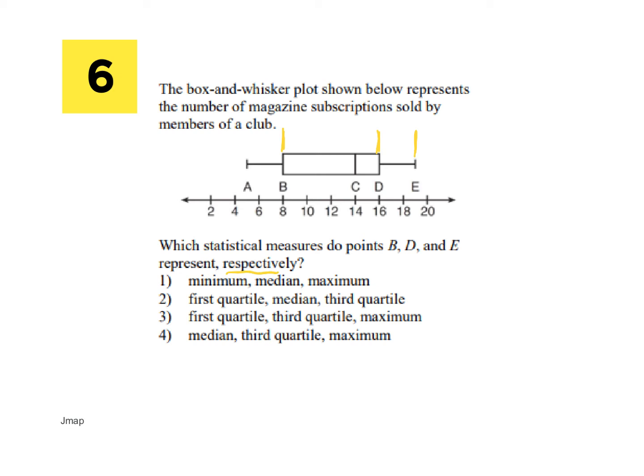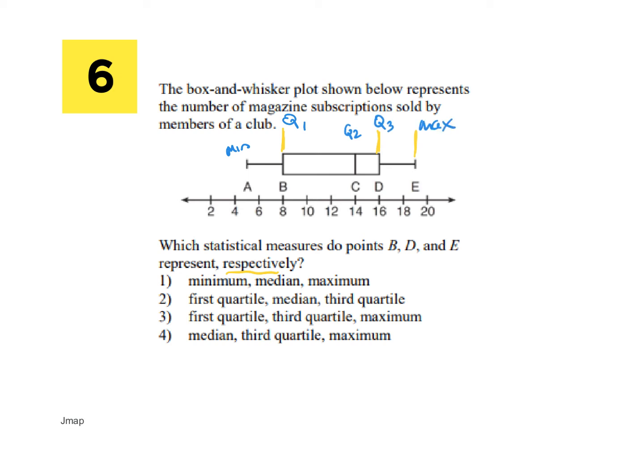So B is not the minimum point. B is quartile 1. It might be nice to know what each one is first. So B is quartile 1. This is your min. This is your median or your quartile 2. This is your quartile 3. And this is your max.